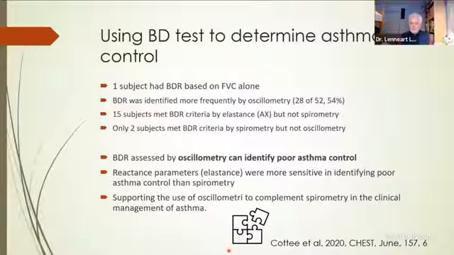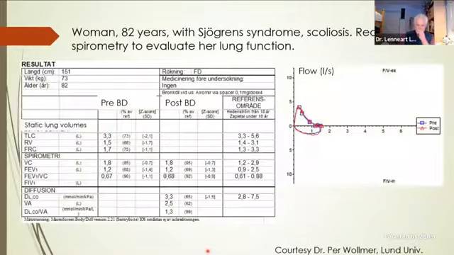So this all adds a nice piece to the puzzle, understanding what's going on. So now going into more of bronchodilator responses, here is an interesting case that I got from a friend back in Sweden, my old alma mater, by the way. Now, this is an old lady. She's 82 years old. She has Sjogren's syndrome, scoliosis. So there's a lot of comorbidities here adding to her old age.